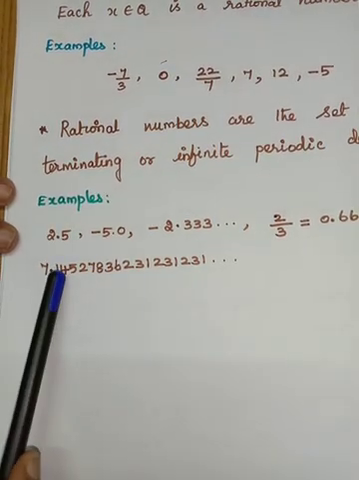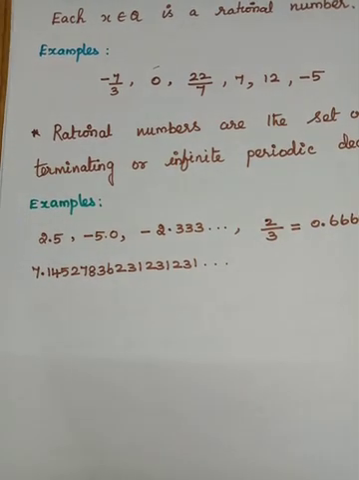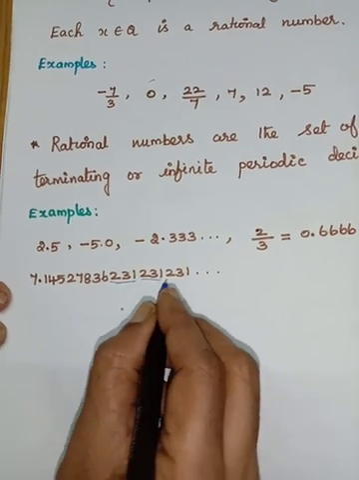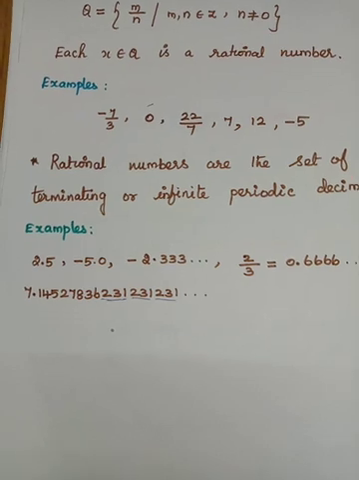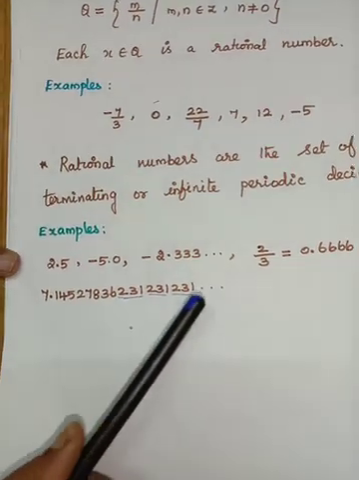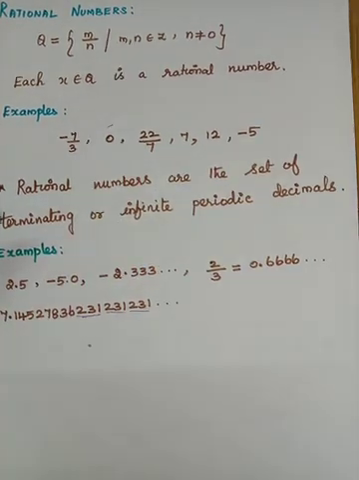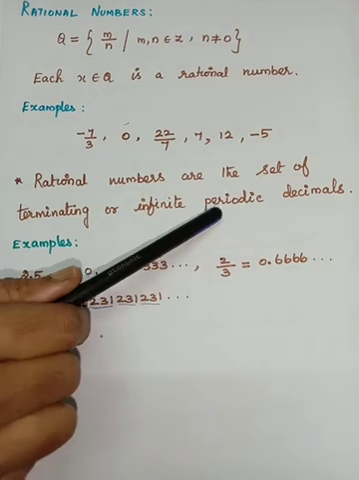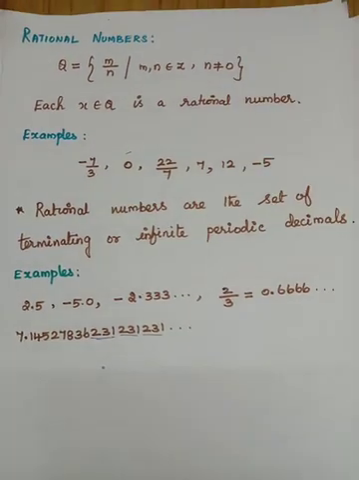Come to this number, 7.14527836231231231. See the decimal places, here 231, 231, 231 is periodically repeated, and it is not terminated, it goes on. Therefore the set of terminating or infinite periodic decimals are also called rational numbers.